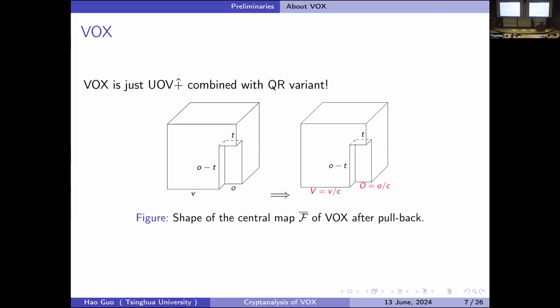And yeah, so how it works is just UOV hat plus combined with the QR variant. As you can see in this picture, we have this UOV hat plus shape structure, and we do a central map F bar of VOX with some smaller V and O's in the quadratic and in the extension field.